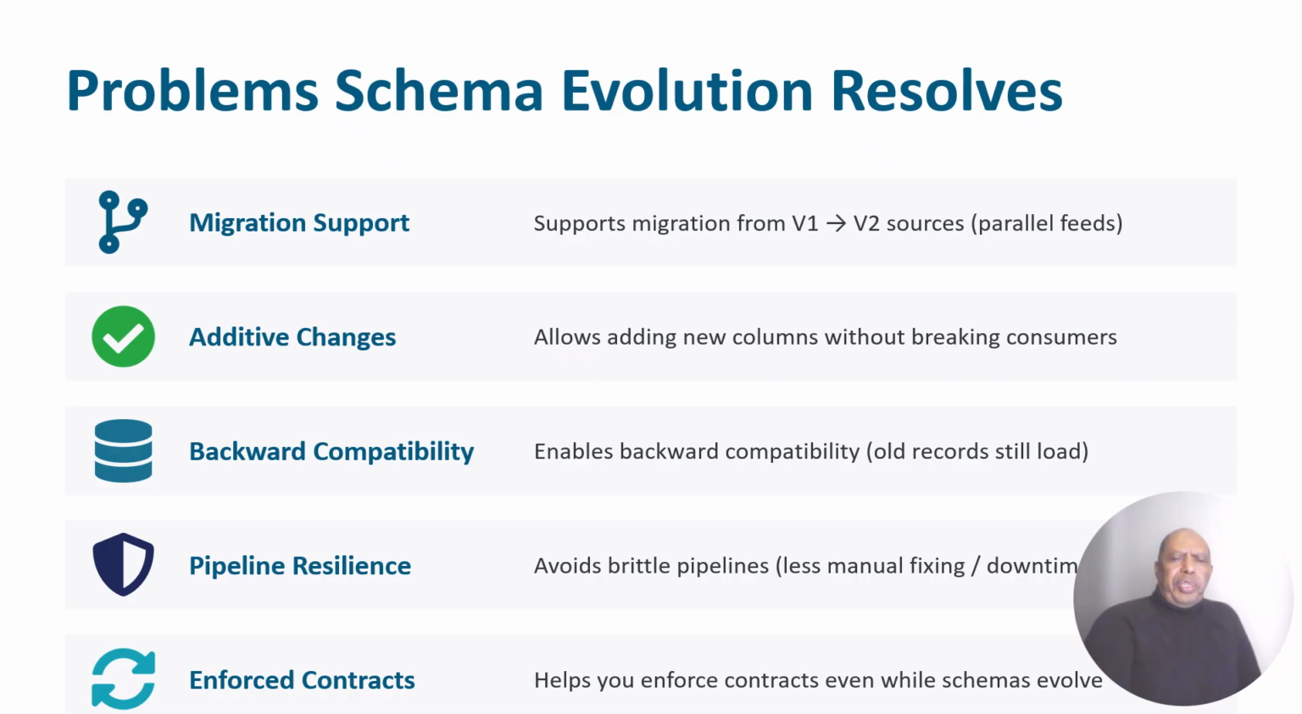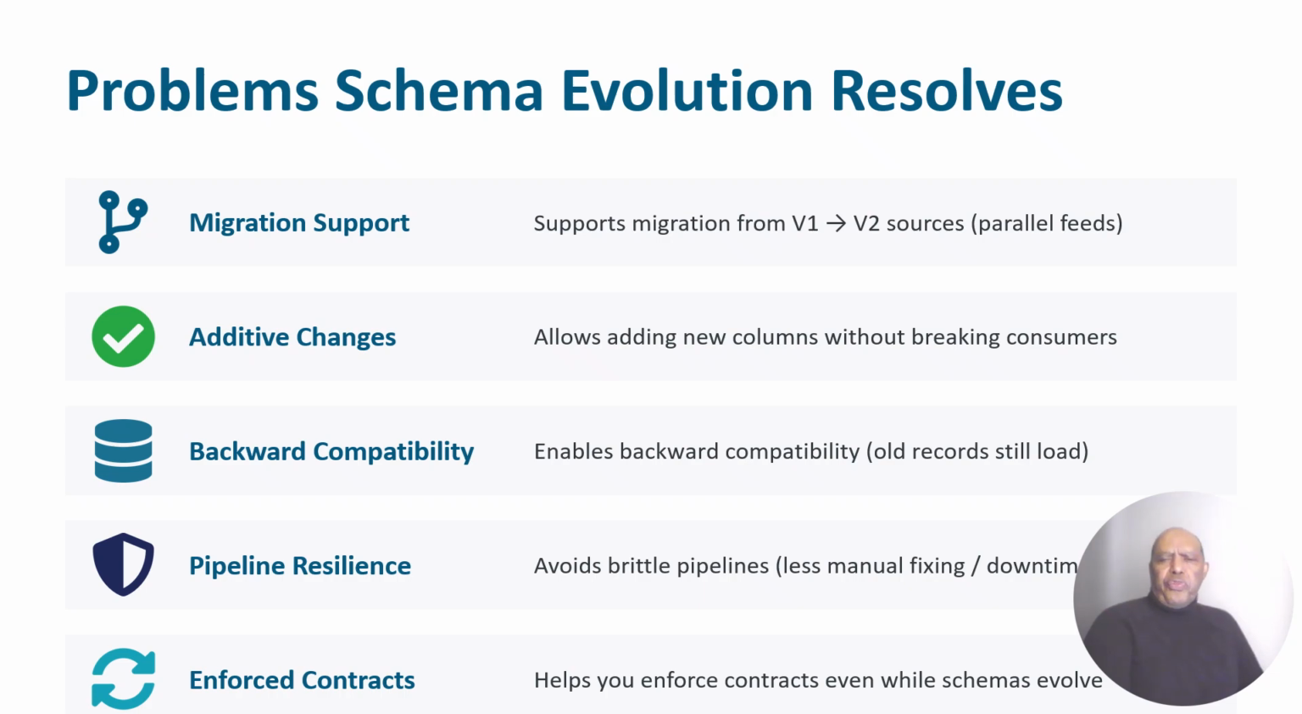Now, number 4 is pipeline resilience. This is about operational excellence. With schema evolution, your pipelines do not break every time an upstream team makes a change. Less downtime, less emergency fixes at 3 a.m., for example, less firefighting.